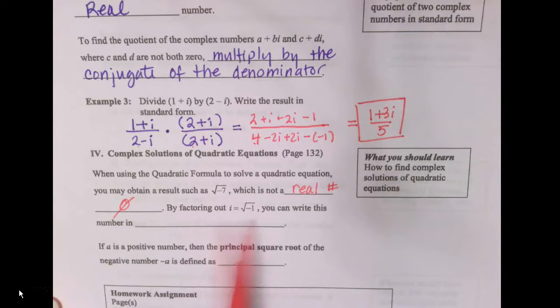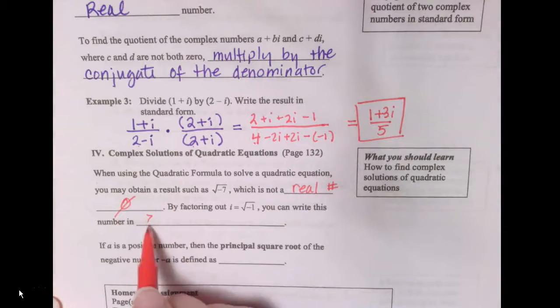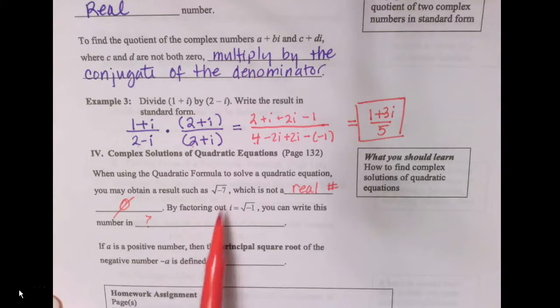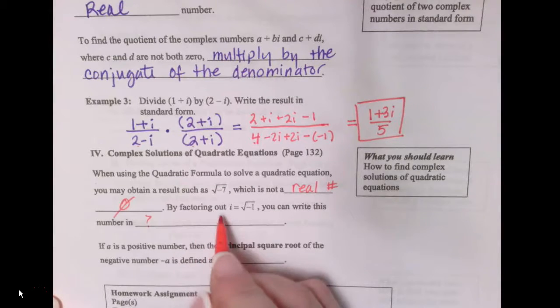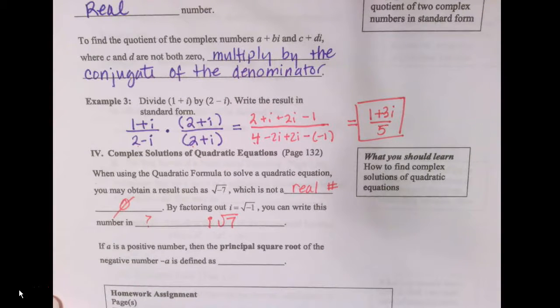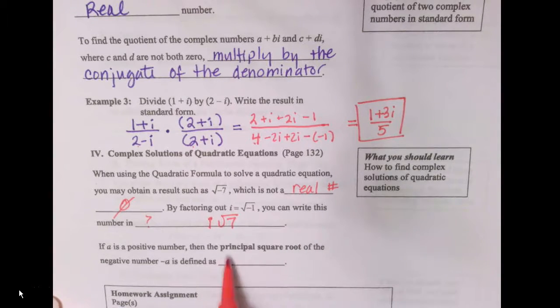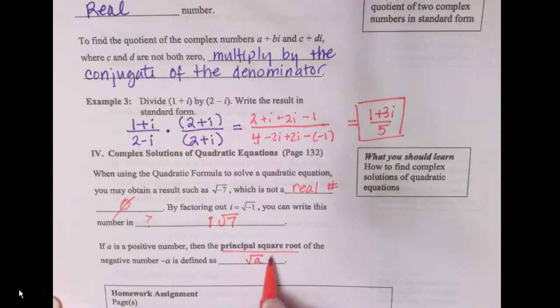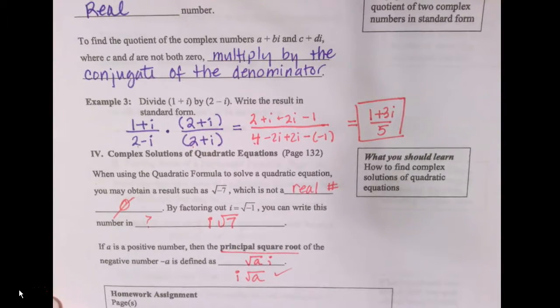I don't know what this is called. Maybe in imaginary notation, I'm not really sure. So maybe we'll figure that out. But let's just write that out as i times the square root of 7. So we say that that's a principal square root. So the principal square root of the negative number, negative a, is defined as the square root of a times i. And I always actually put the i in the front.